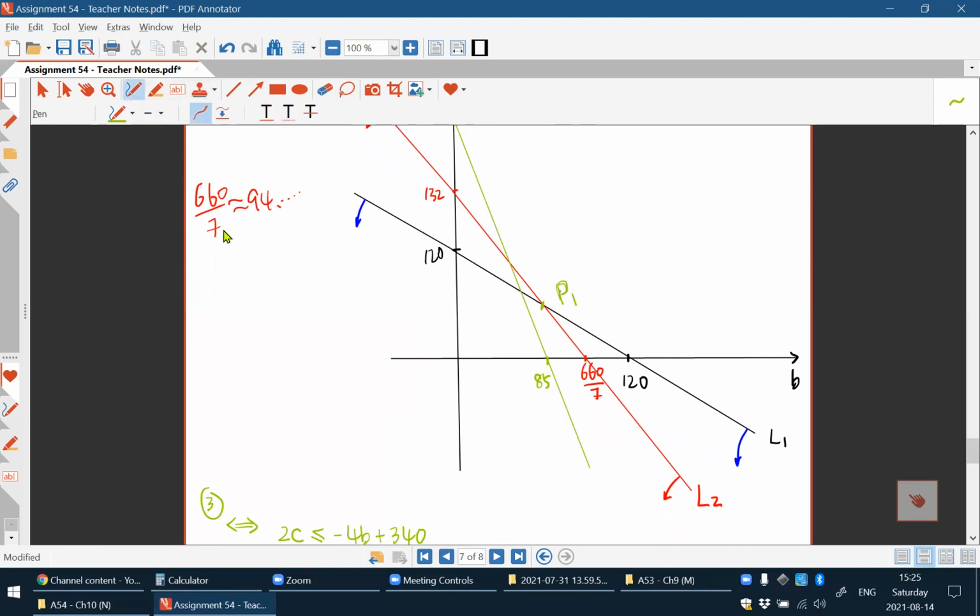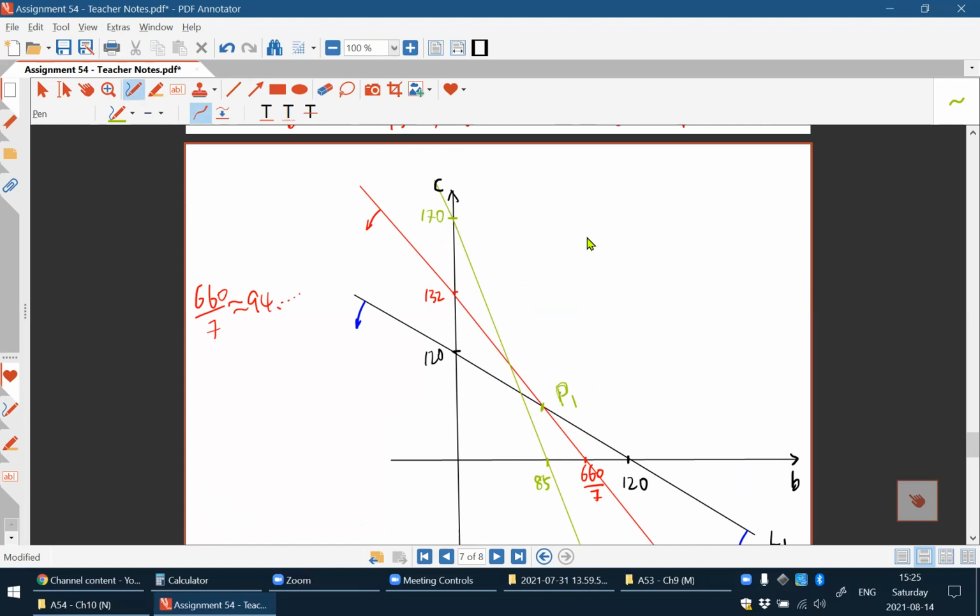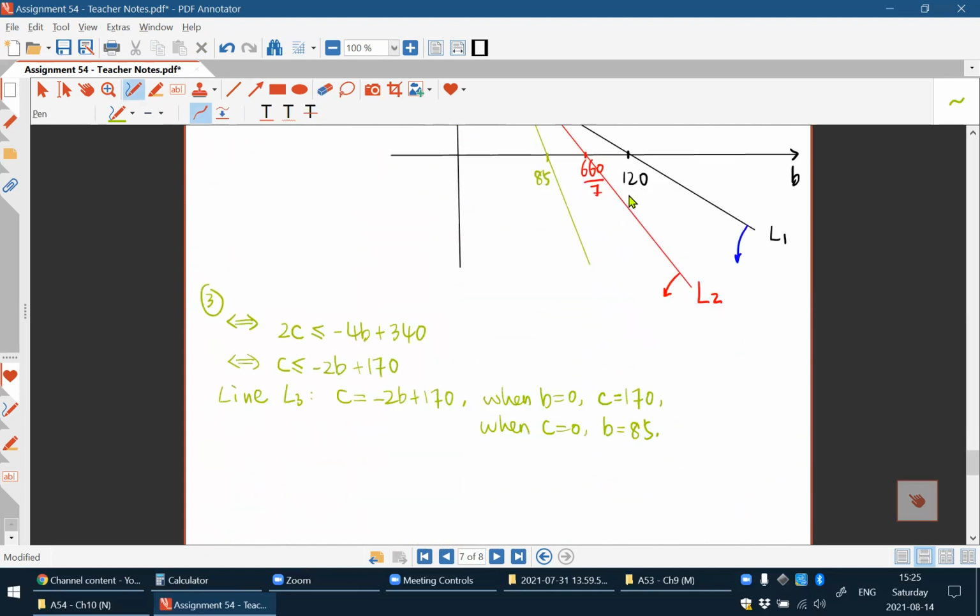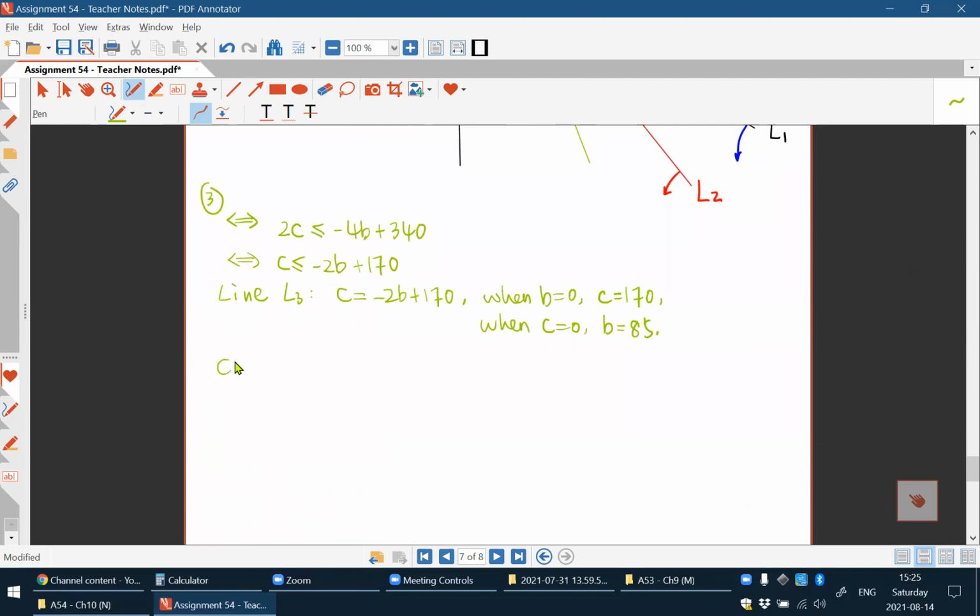Okay, let's check if it is true or not. So you need to check P1. Okay, I'll write it here. Check if P1 is above or under or on line 3. Okay, in order to check this, first of all, we need to find the coordinate of P1.